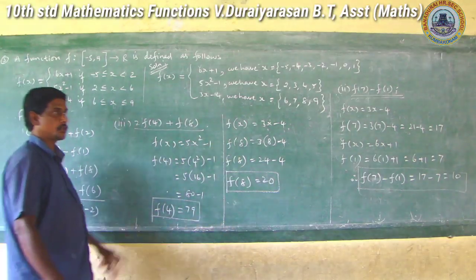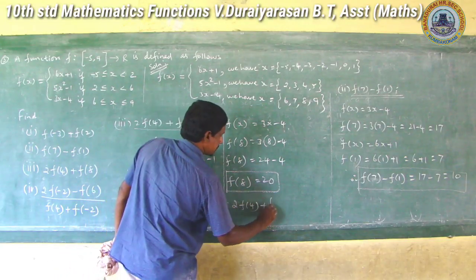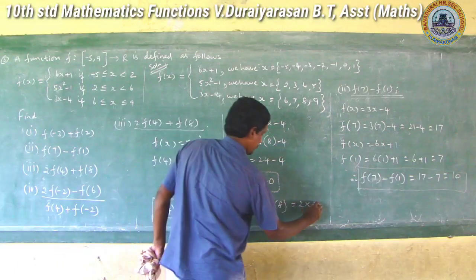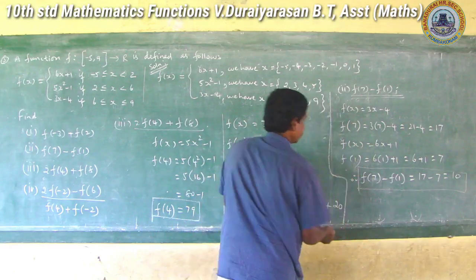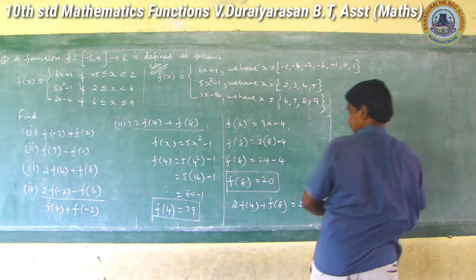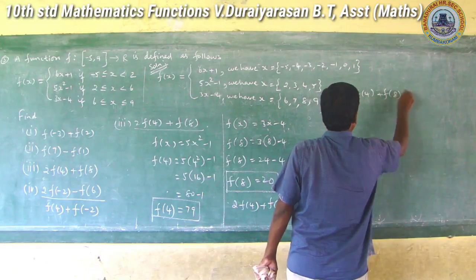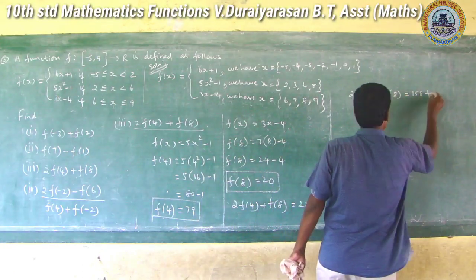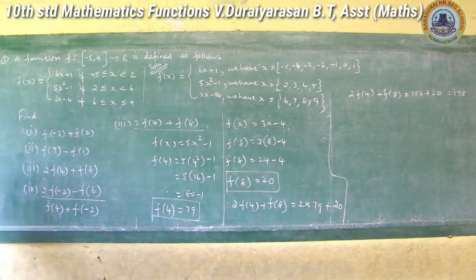So add this and also multiply by 2. 2 into f of 4 plus f of 8. 2 into f of 4, equal to what? 79, plus f of 8, 20. 2 into 79 is 158. 158 plus 20 is equal to 178. Okay? Right.